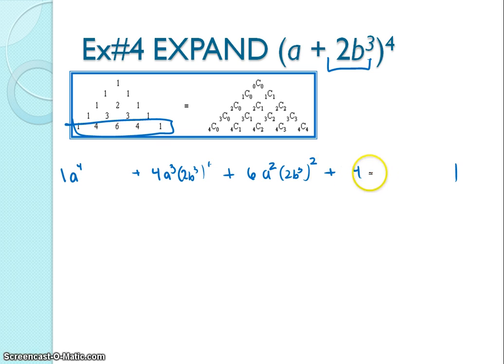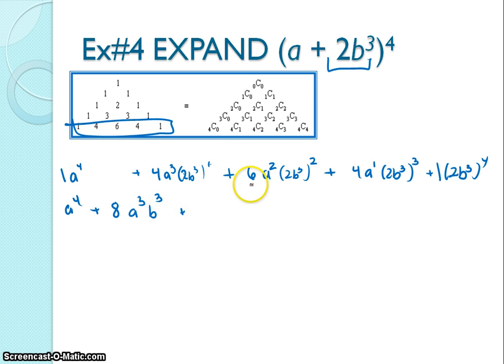Add it to the next term, 4a to the 1, 2b cubed to the, increasing, b to the 0, b to the 1, b squared, b cubed, plus 1. It's going to be a to the 0, which is 1, 2b cubed to the 4th. So now we just simplify. A to the 4th. So we have 2 times 4, which is 8. A cubed, b cubed.